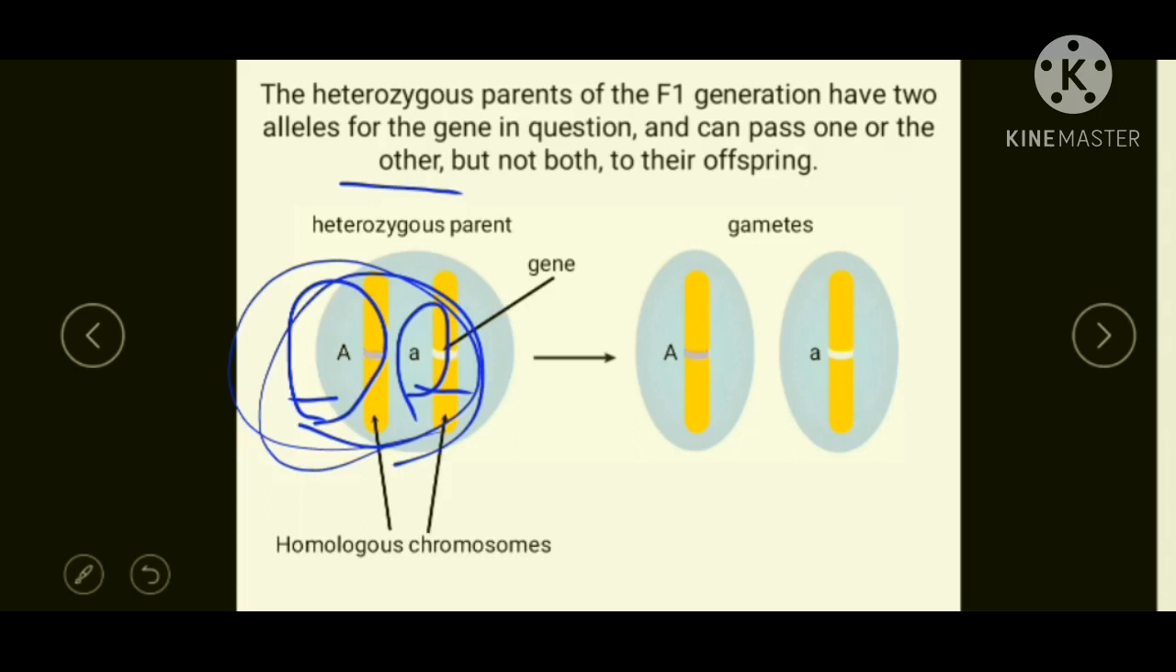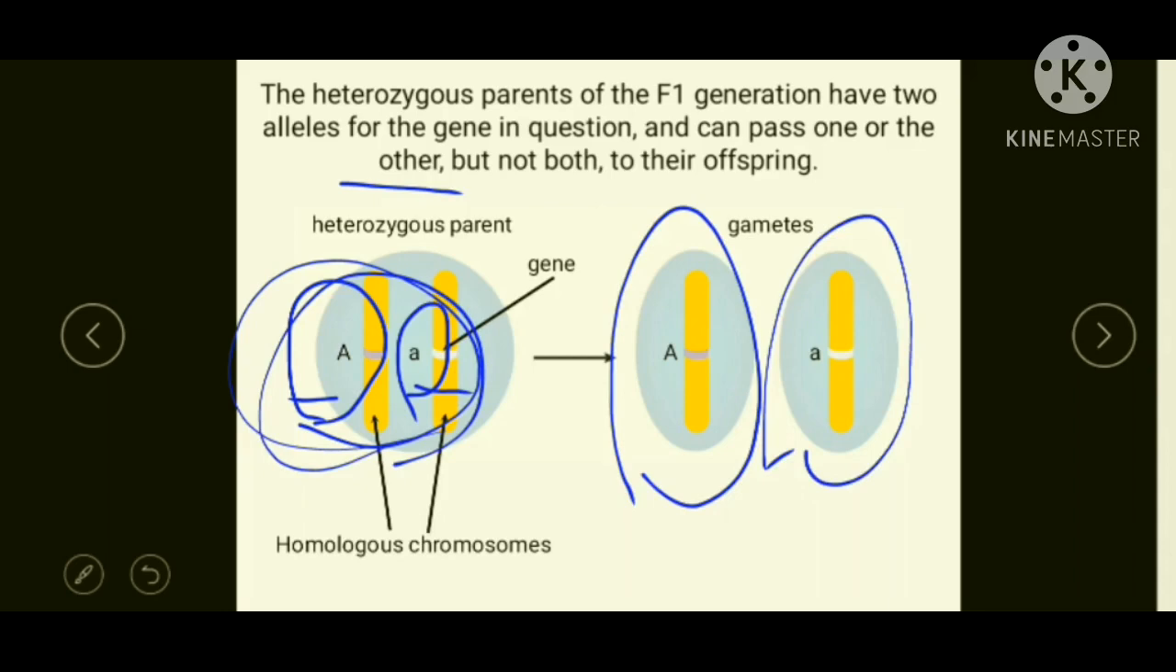So during gamete formation, they can pass this one or this one to their offspring, but not both of them at the same time. This is known as what? The law of segregation, or law of separation.